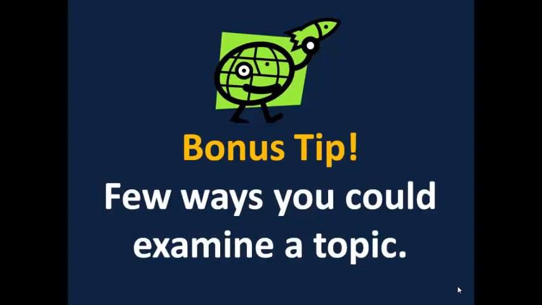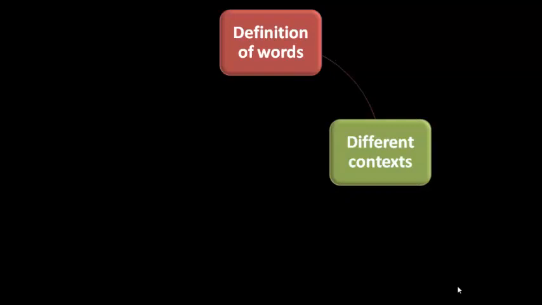Now as a bonus tip, here are a few ways you could examine the topic. When you have that topic, because I've already posted in Facebook, these are the things that you might want to consider in examining the topic. The first one, definition of words. Let's say the words used are sugar is more important than flour, for example. You might want to examine the definition of these words. Sugar, what does it mean? Flour, what does it mean? And more important, what does it mean? So you want to explore in terms of that.